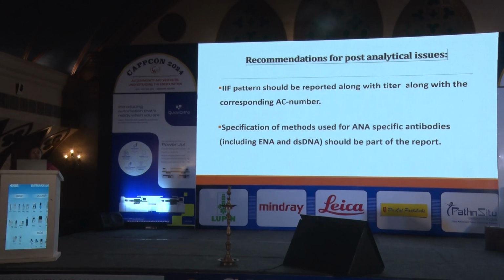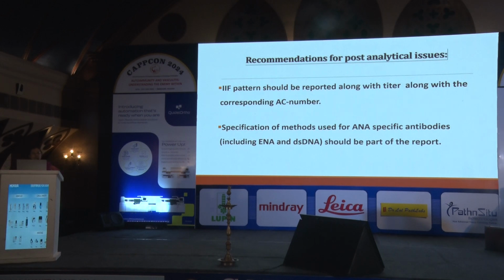The IF pattern should be reported along with the titer, along with the corresponding AC number. This is very, very important. AC number is the anti-cellular number, where all the patterns have been given numbers by the ICAP. So negative is AC0, AC1 is homogeneous, AC2 is DFS positive, AC3 is centromere, AC8, 9, 10 is nucleolar, and so on. The list goes on.